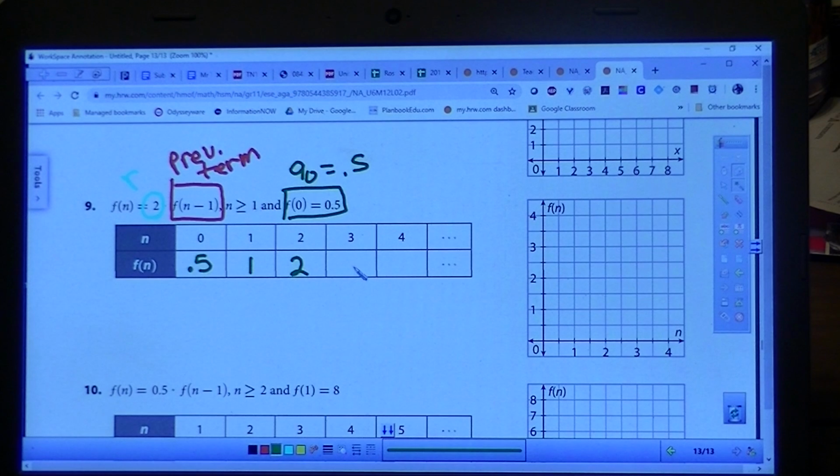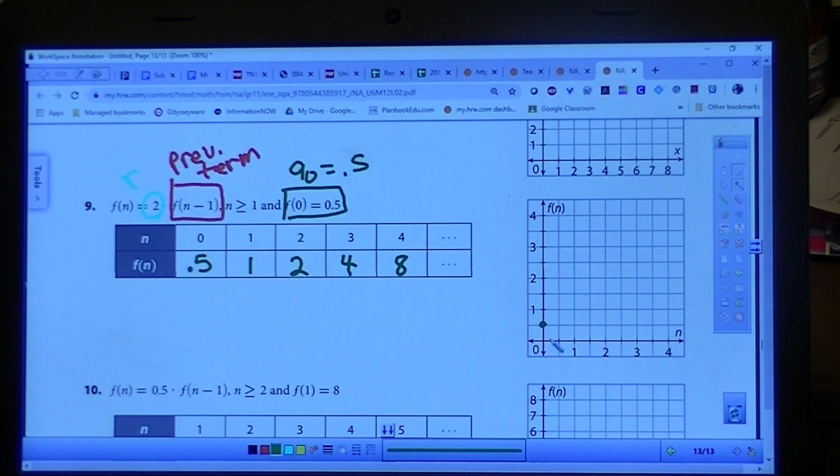If I want the third term, I go to the previous term times 2. If I want the fourth term, I go to the previous term times 2. Okay, so that's all I can do there. So let's do some graphing.